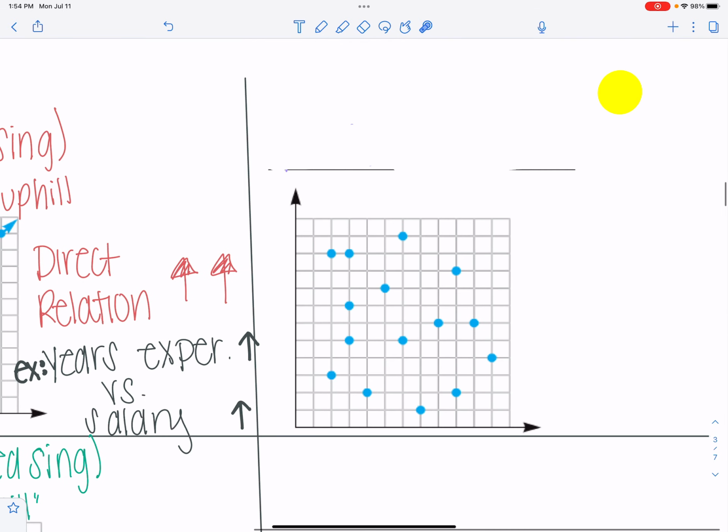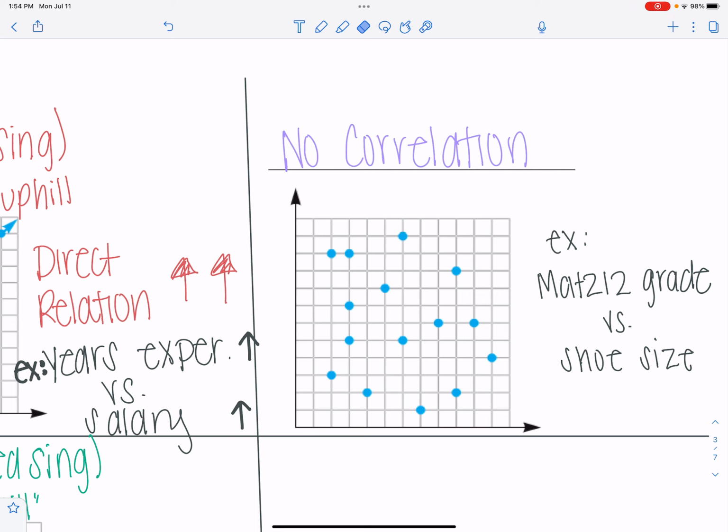And then the last one, it is possible to have no correlation. No correlation, the dots are going to seem completely random and all over the place. Your Math 212 grade versus your shoe size. Those don't say anything about each other. You could have a very high Math 212 grade and a very high shoe size. Same way you could have a high Math 212 grade and a very low shoe size. So they are not correlated.